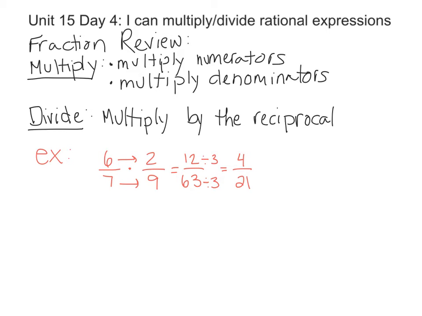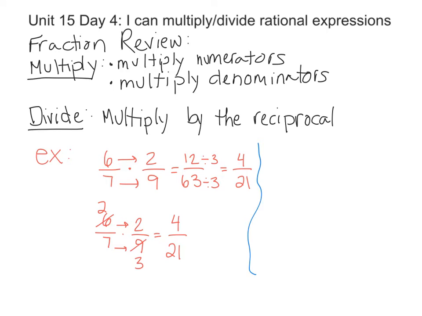The other way you can do this is to first cancel common factors. So I see 3 goes into 6 and leaves us with 2. 3 goes into 9 and leaves us with 3, okay? So now multiplying the tops and the bottoms is a little bit easier. We have smaller numbers, 4 over 21. That makes things a little bit easier.